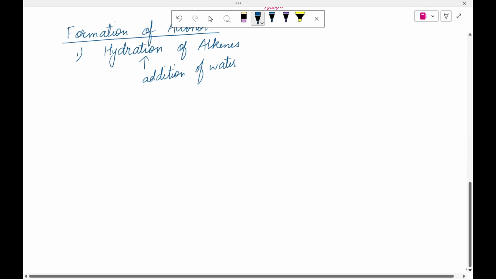For example, we have this alkene, which is ethene. If we add water to it, what is going to happen? This reaction occurs in the presence of a catalyst, and that is H3PO4.